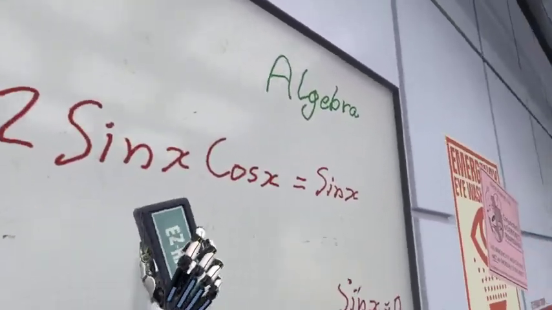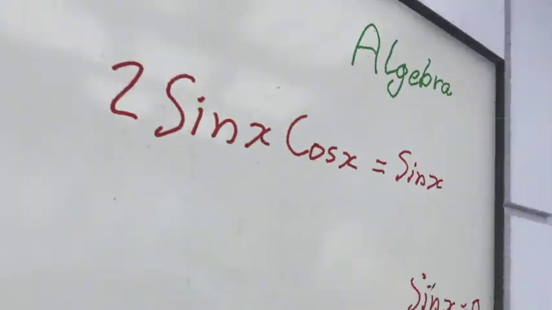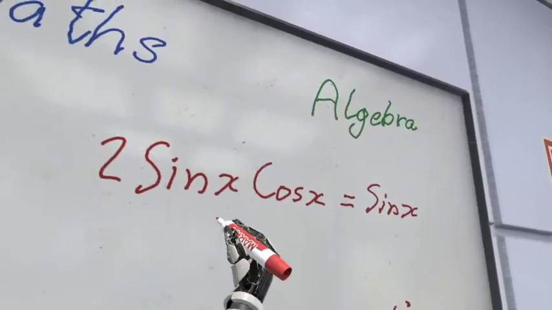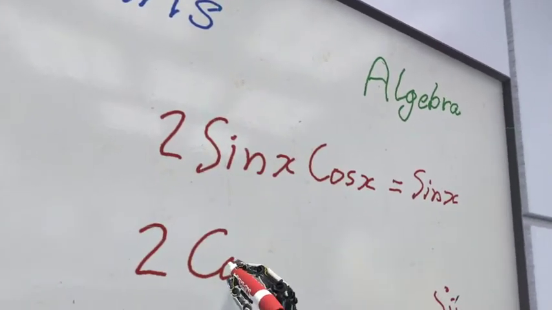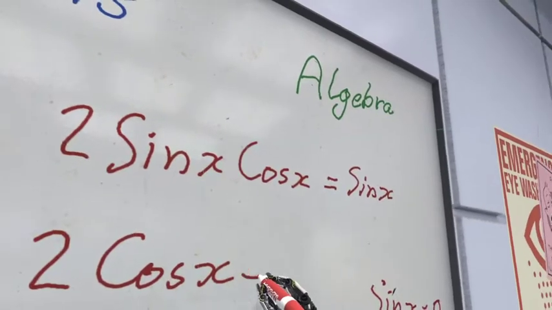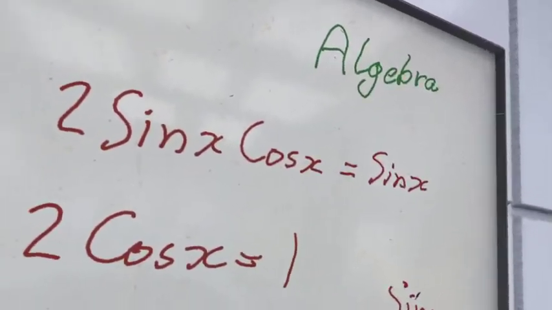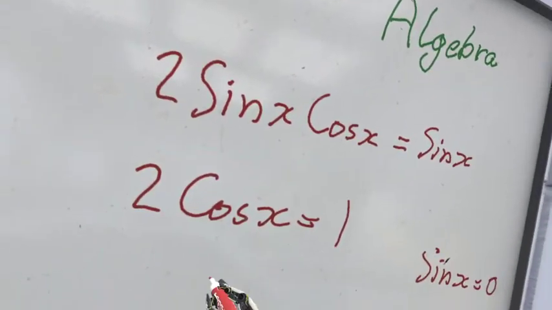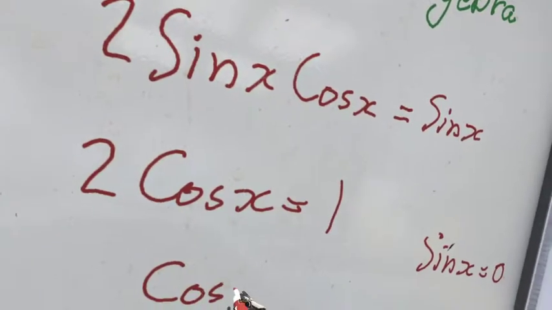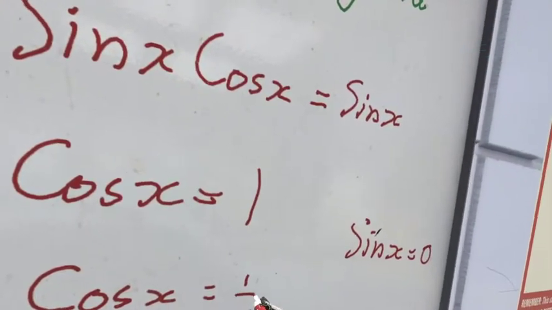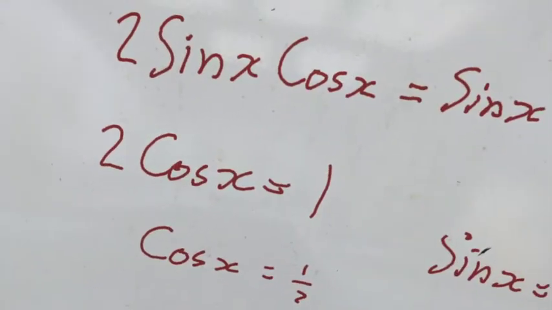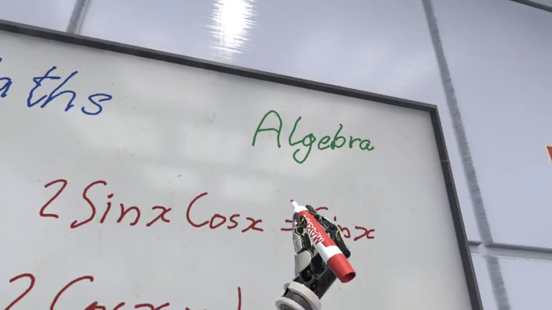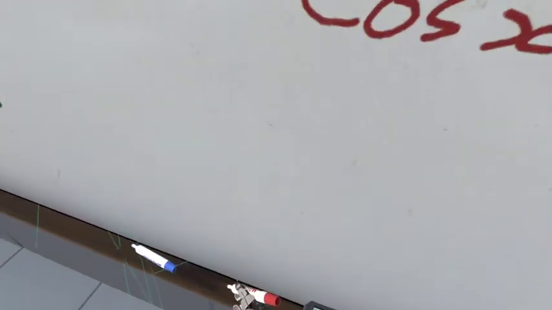And the second step, again using algebra, is to divide by sine x. So if we divide that by sine x, we get 2 cos x equals, divide by sine x, we get 1. Divide by 2, cos x equals a half. And then from here and here, use your trigonometry to figure out what that is. Okay, but I'm just looking at the algebra at the moment.